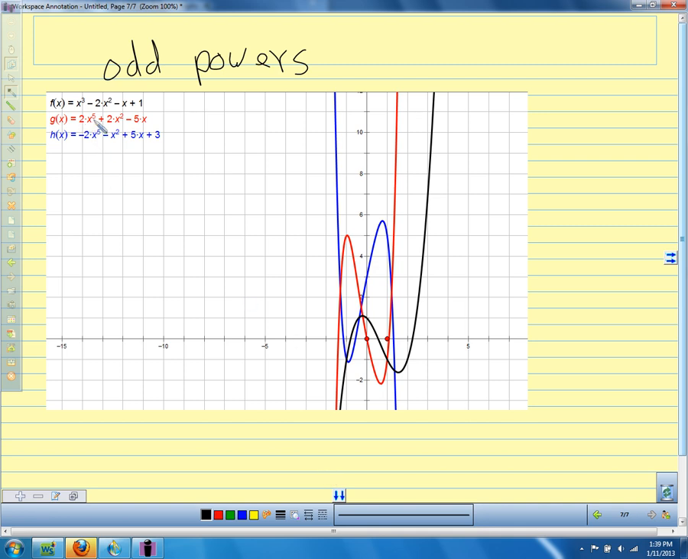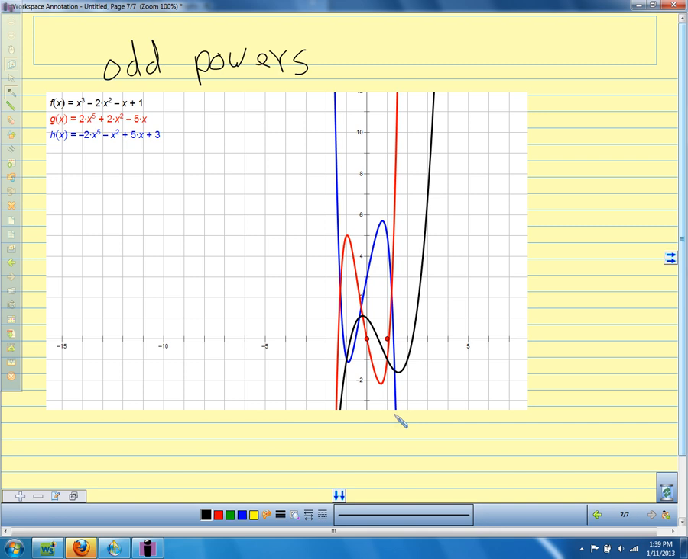The red one is 2x to the fifth. The highest power is x to the fifth. Eventually on the left, it goes down. Eventually on the right, it goes up. The blue one, I have a negative 2x to the fifth minus x squared plus 5x plus 3. This one on the left, eventually it goes up, and on the right, eventually it goes down.